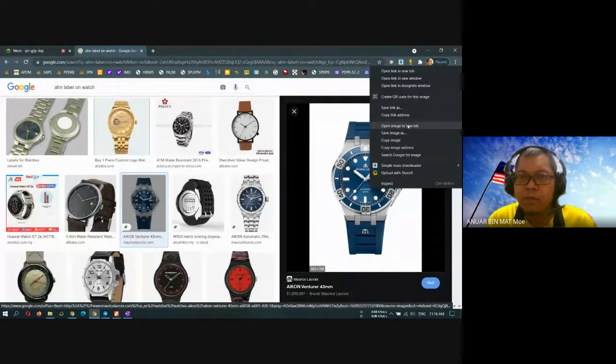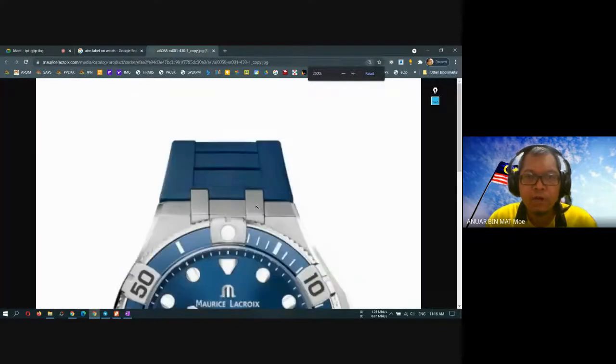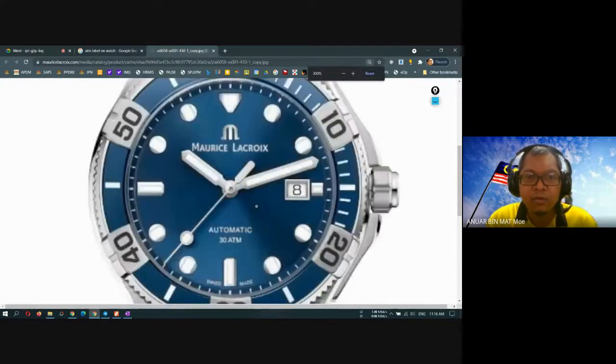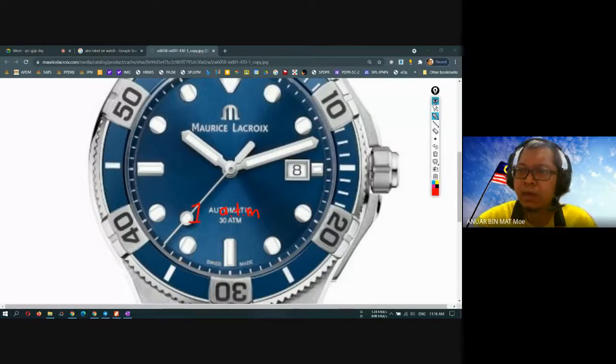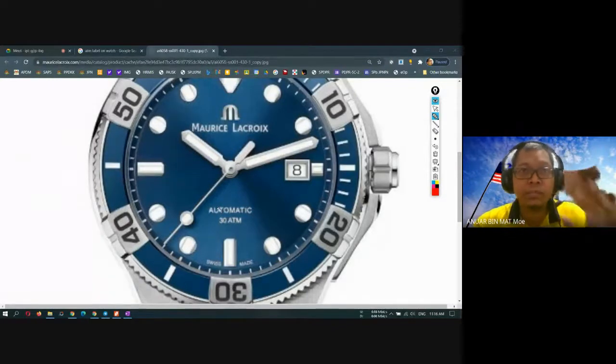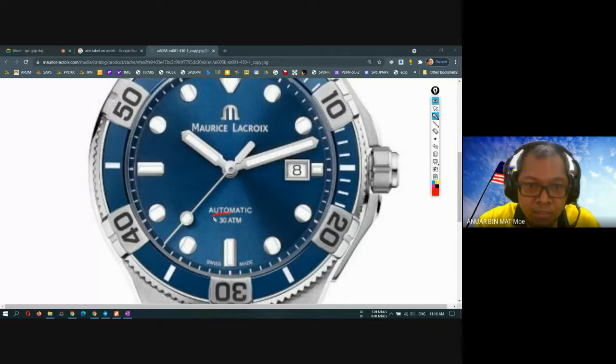For example, if you have a watch, there is one unit on the watch labeled 30 atm. Can you identify it here? This is one of the units on the watch over here. You can see here, automatic. The watch is automatic. And some of the watches have this label. This one is 30 atm. Can you see this? ATM means what?